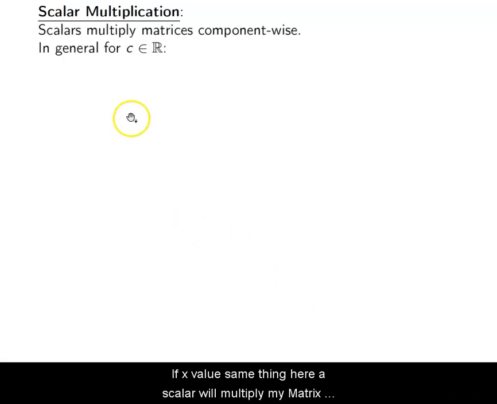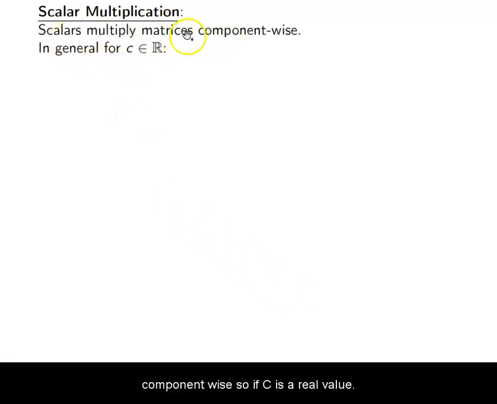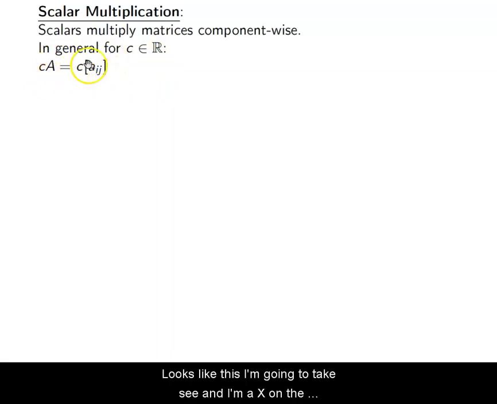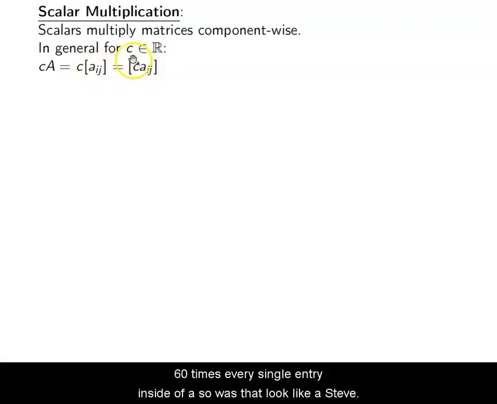We can also multiply a matrix by a scalar. Just like with a vector, if I multiply a vector by a scalar, every single element in my vector gets multiplied by that value. Same thing here. A scalar will multiply my matrix component-wise. So if C is a real value, C times my matrix A looks like this. I'm going to take C and multiply it on the outside times every entry represented by Aij. That's the same as if I multiply C times every single entry inside of A.